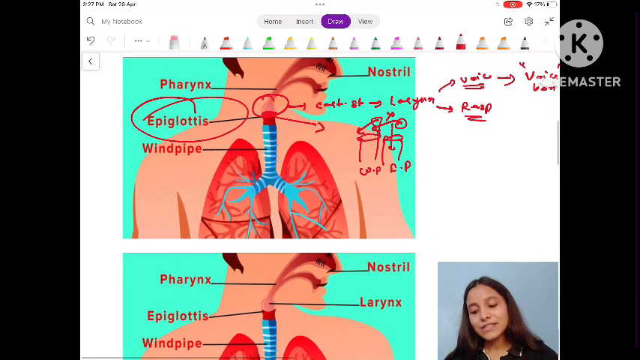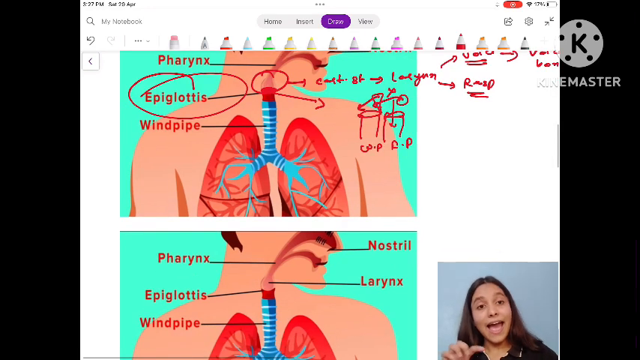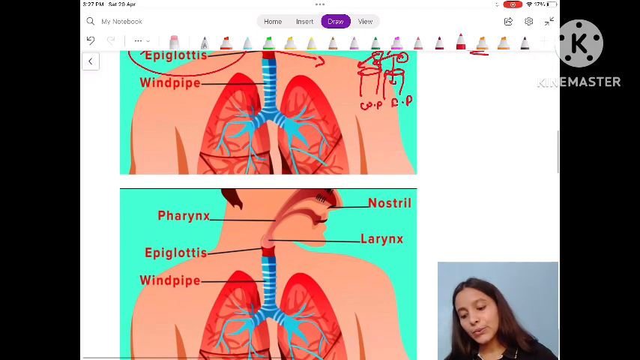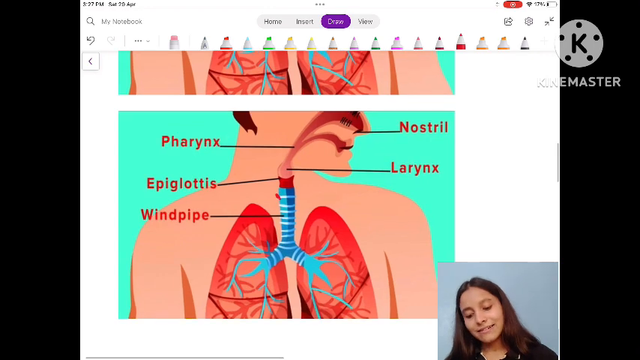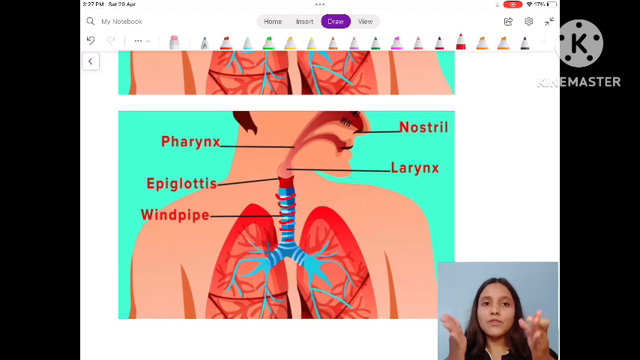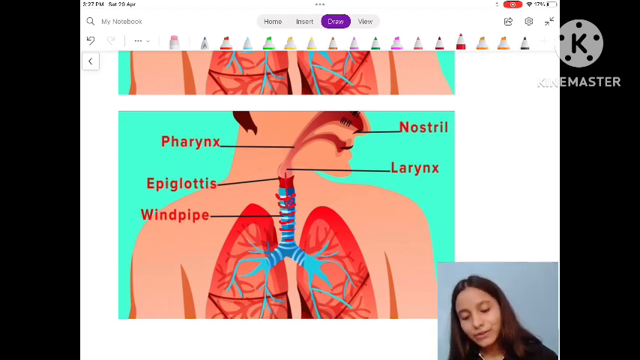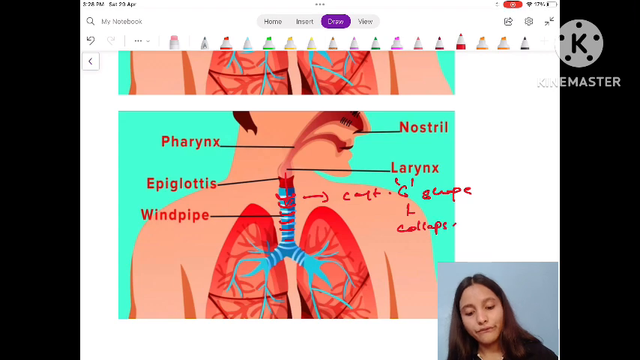And then the pharynx, larynx and epiglottis, all three open into a structure called the windpipe. The windpipe has cartilaginous sheath-shaped structures. These are there to prevent the windpipe from collapsing. As the air enters inside it, we want the windpipe not to collapse. So that's why we have cartilaginous sheath-shaped structures which prevent the collapse of the windpipe.